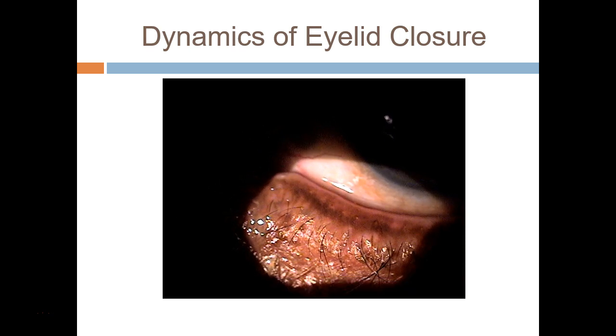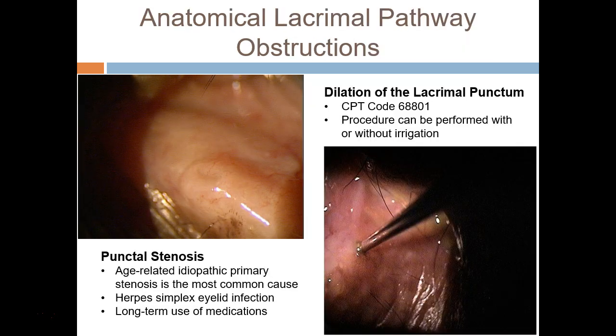So here, as you evaluate the dynamics of eyelid closure, this is a clinical sign of eyelid laxity, lower eyelid laxity, where you pull the eyelid away from the globe and it doesn't snap back real fast. Now let's kind of pivot. We were talking about functional lacrimal pathway obstructions.